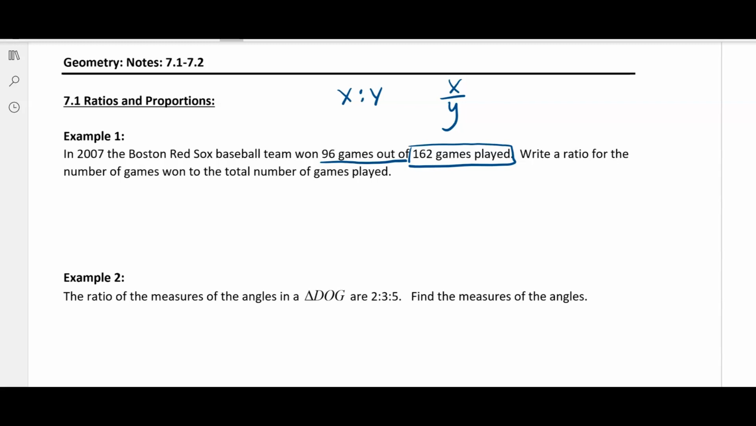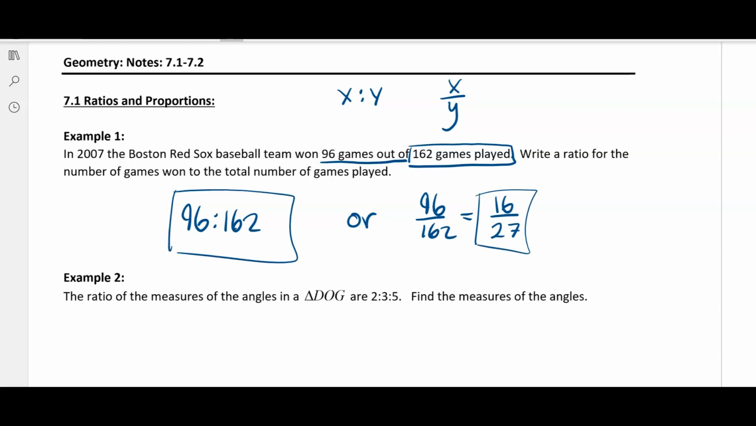So taking a look here, it's games won out of 162 games played. So it will then be 96 colon 162. Based on how it's written, the 96 would go first. Or we can write it as a fraction, 96 over 162. But it's a fraction, which means we have to reduce that. So then we'll get 16 over 27. Either one would be completely fine, but remember, you have to reduce those.